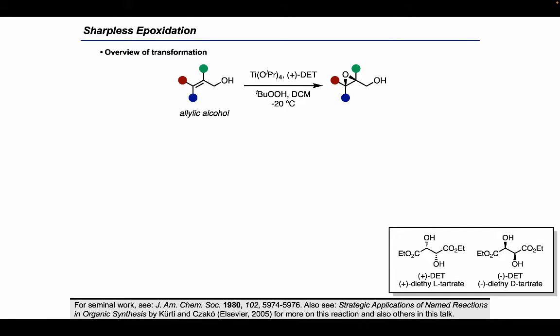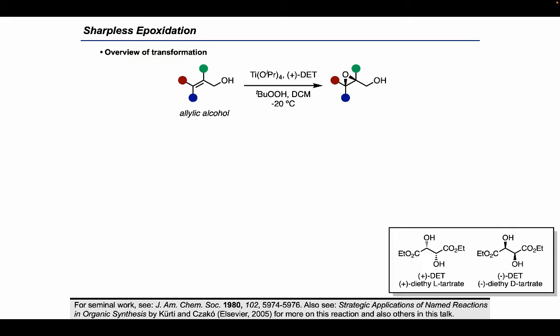This is a reaction that was first reported in 1980, and which rose to such prominence that in 2001, Professor K. Barry Sharpless was awarded his first Nobel Prize, which was shared with Knowles and Noyori. This reaction converts allylic alcohols to the corresponding epoxides in a highly enantioselective fashion, using titanium tetraisopropoxide, diethyl tartrate as a chiral ligand, and tert-butyl hydroperoxide or TBHP as the oxygen source.